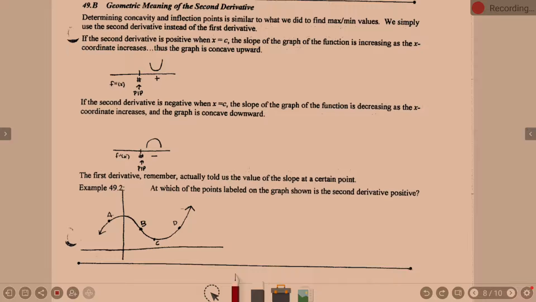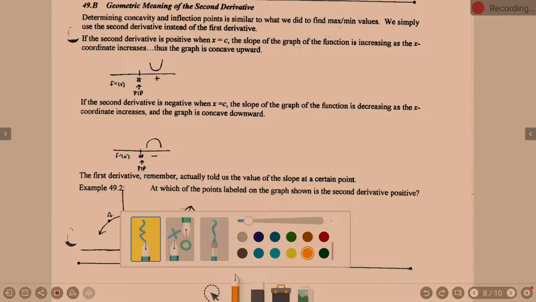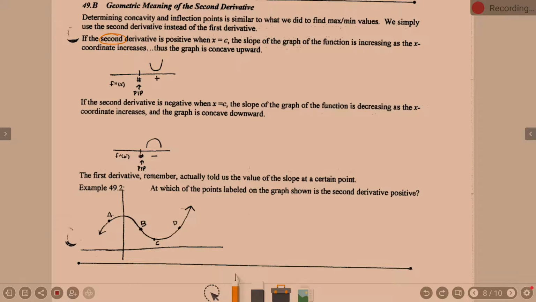If the second derivative is positive when x equals a certain point, then the slope of the graph of the function is increasing as the x-coordinate increases. Thus, the graph is concave upward.